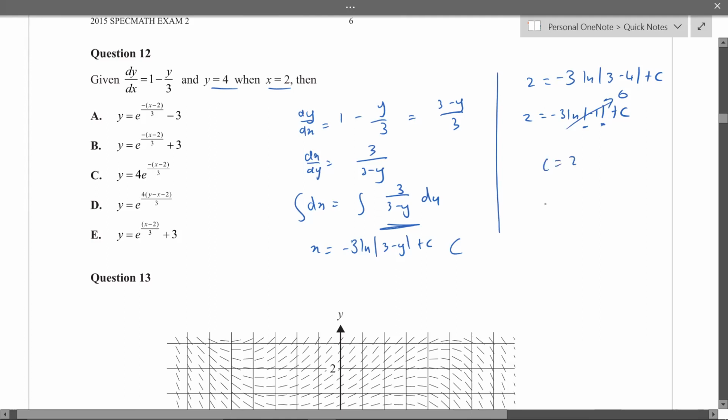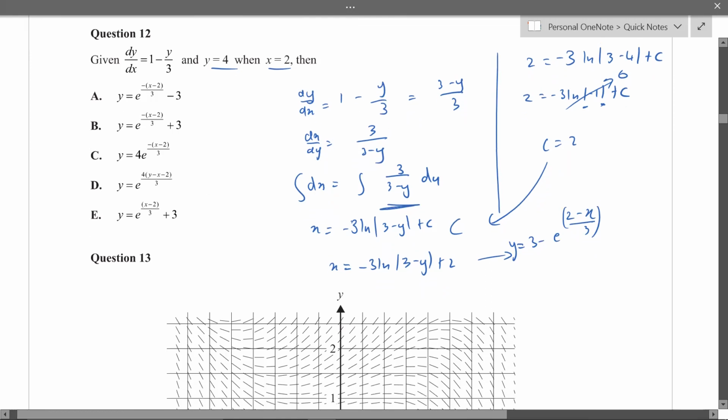So then c is 2, and then you put c back in here. Negative 3 ln 3 minus y plus 2. So that simplifies to 2 minus x on 3 equals e to the 3 minus y. So if you look at the answers, the 3 has to be positive, so it's not A. There has to be a 3, so it's not C or D. And this part, if you look at it, the answer is B.